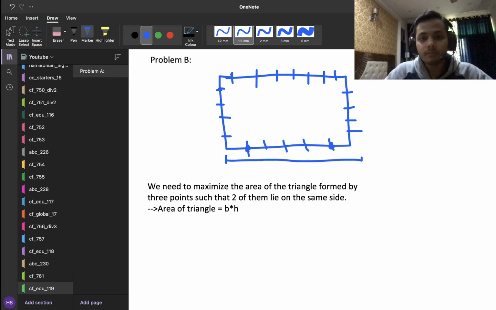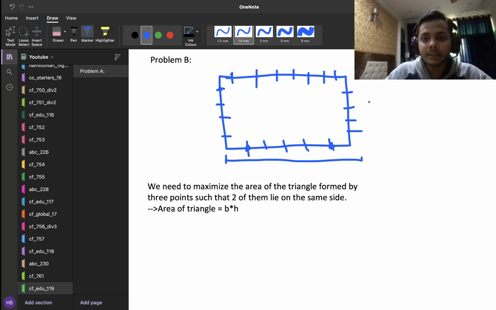So one thing is that whichever side you choose, you take the 2 points which are most distant from each other, which are as far as possible from each other, and the way to do that is to take the minimum point and the maximum point, right? Okay, so I have picked these 2 points. Now what about the third point?